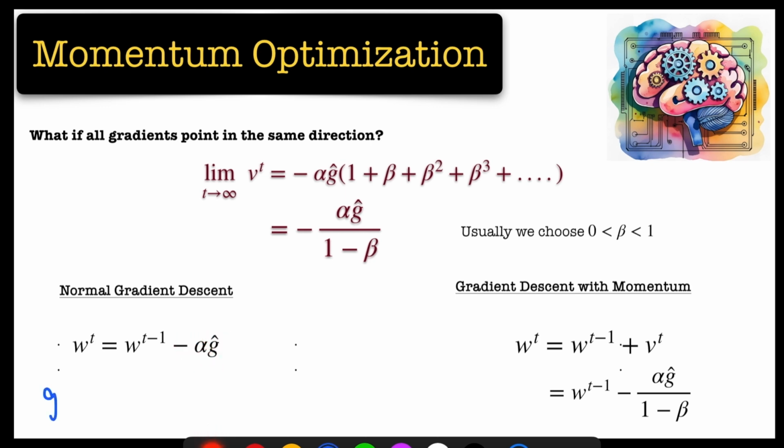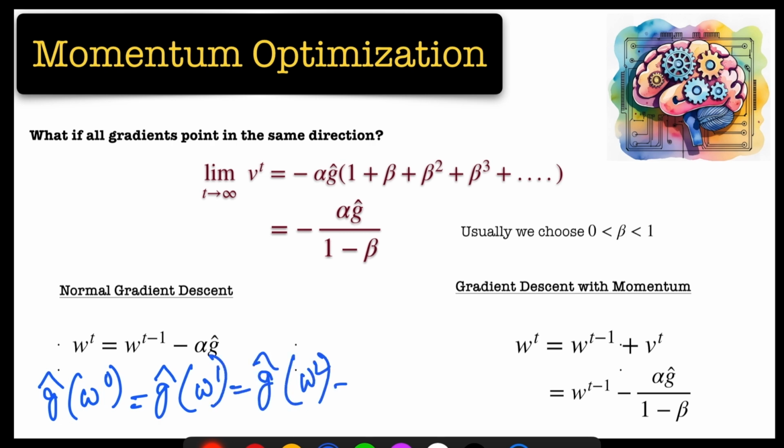If the gradient is the same for multiple iterations, G hat W0 equals G hat W1 equals G hat W2 and so on, so all are, let's say, G hat. Even in that case, for normal gradient descent, we'll just subtract alpha G hat from the previous weights, and that's how we update the weight.